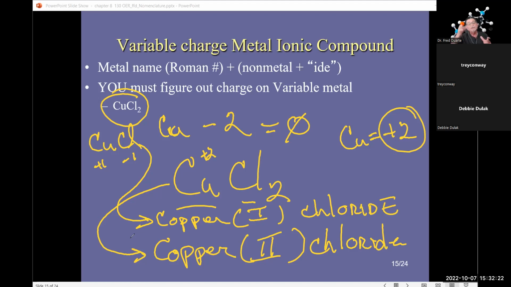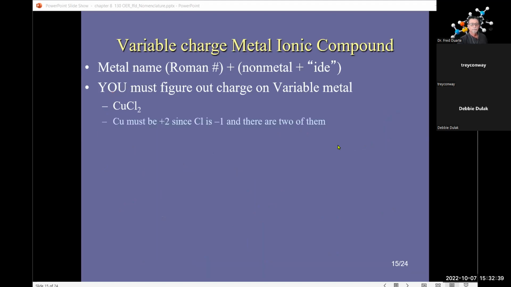Okay, and that's what I mean by the variable charge metals. You're always going to know what the anion is, okay? And vice versa too. Sometimes you don't know what the cation is, but you know what the anion oxidation number is. So that means that this is copper 2 chloride, okay?